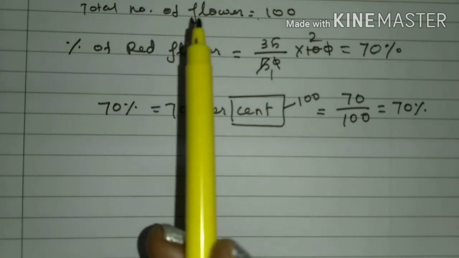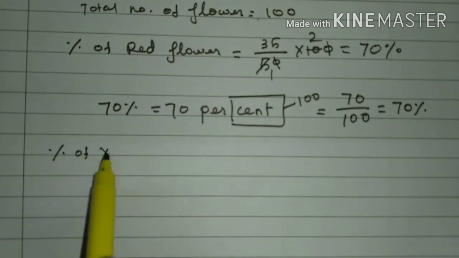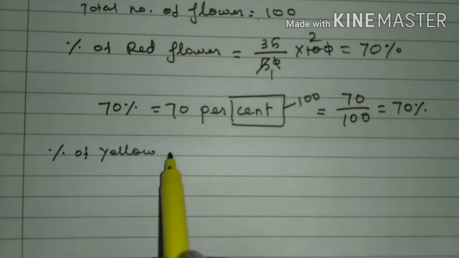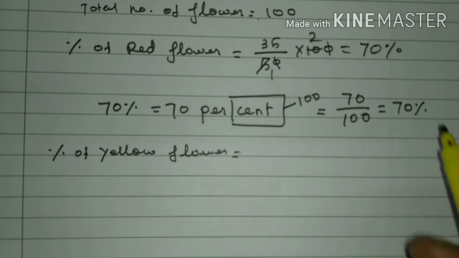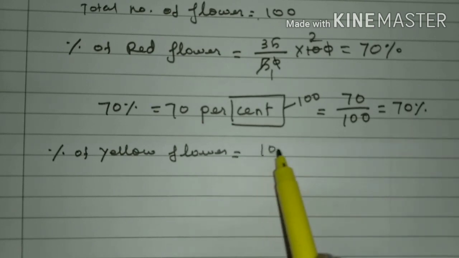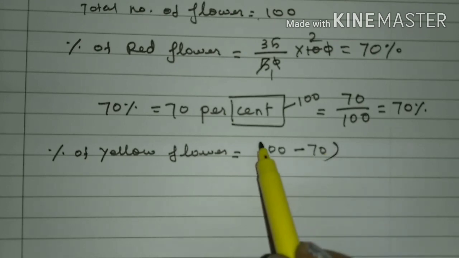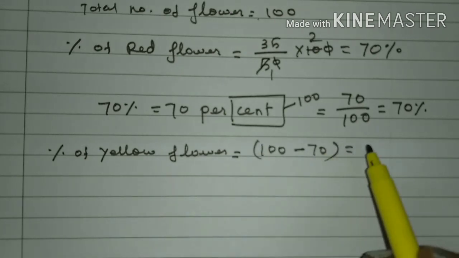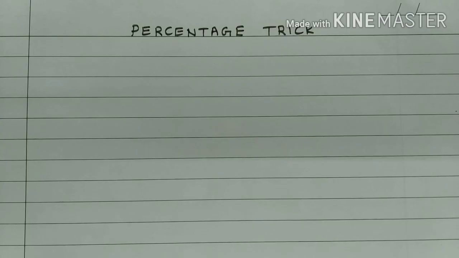Let's find out the percentage of yellow flowers. The percentage of yellow flowers is equivalent to, we know the total is 100, so we are going to subtract 70 from 100. Then we will get the percentage of yellow flowers. That is 30%. Let's see some tricks to calculate percentage easily.